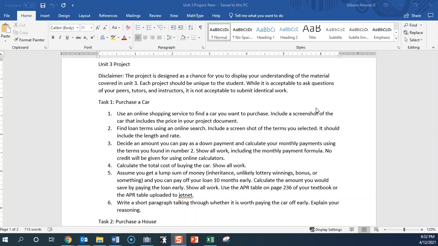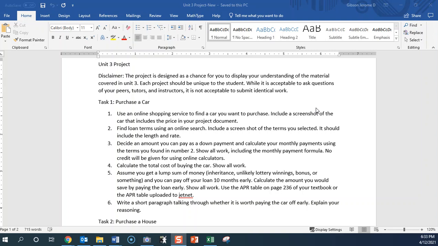And I'm taking an actual student's project and actually doing it. I'm not going to reveal who the student is, but I'm actually taking their project to do this example for you. So it looks here. It says task 1. Purchase a car. Use an online shopping service to find a car you want to purchase. Include a screenshot of the car that includes the price in your project document. Now that's straightforward. You're just supposed to go to a car site, take a snapshot of the car, and then upload it for me. Okay, I'm not going to show that portion.